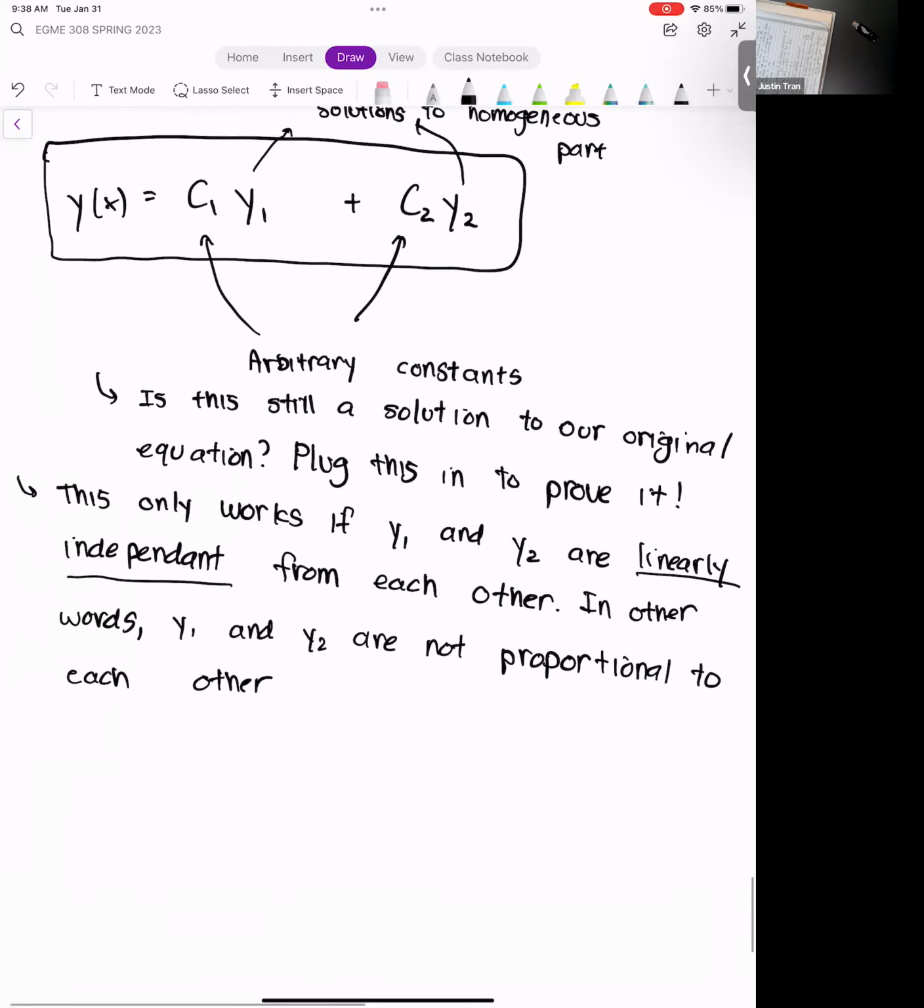What proportional means is that you can take a constant, multiply it by the other one, and you get the first. So if y1 and y2 are proportional, you would have this relationship. If y1 and y2 were proportional, it would be possible to select a constant a such that this were true. In order for them to be linearly independent, this has to not be true.